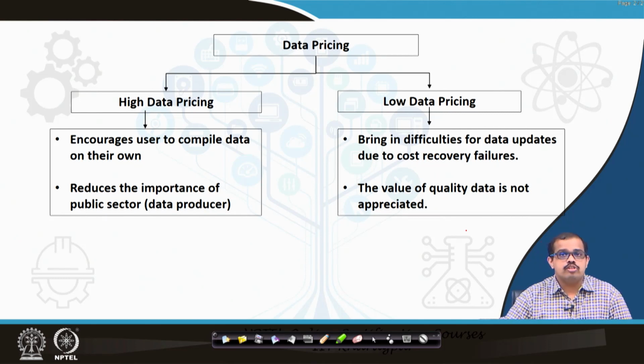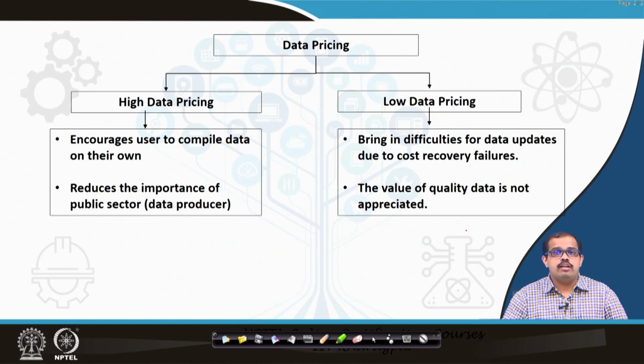If, let us say, in that context, you have a low data pricing policy, it brings difficulty in data updation due to cost recovery failures. Your data has to be updated every now and then, so it has to have certain value. If the cost is very low, and many of the government agencies today charge extremely little for the data, then it may not be feasible to update the data. That is why most of the government data is outdated. So, if you really have to update, your pricing should be competitive enough, but not very high.